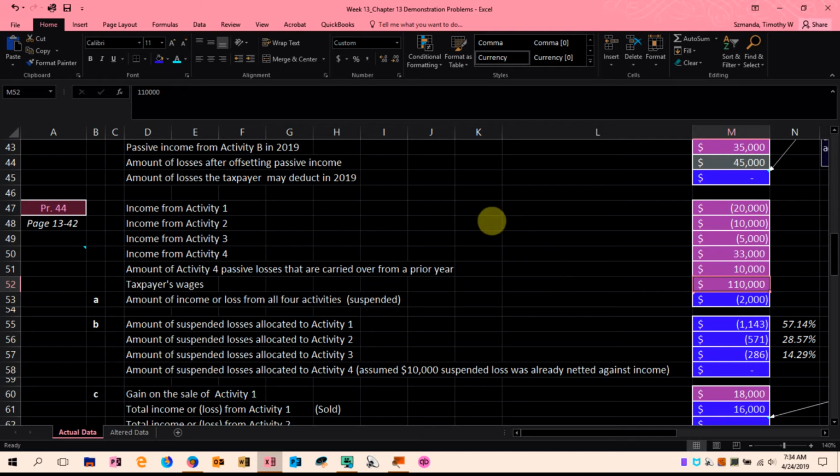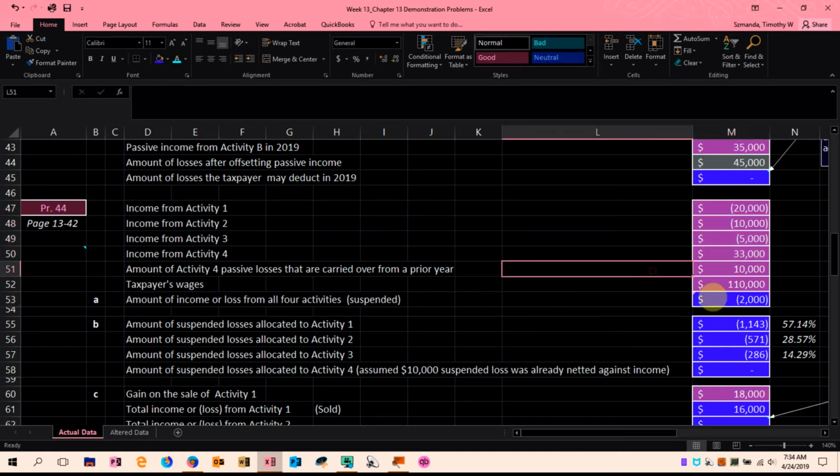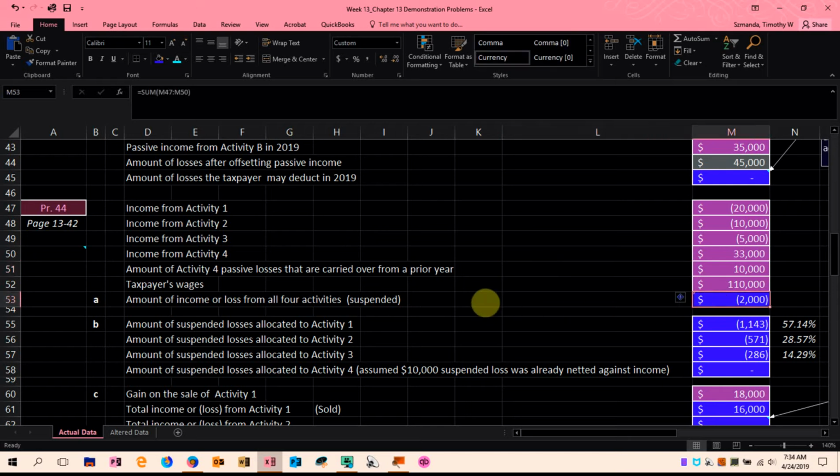So part A asks, how much of income or loss does Robert have from the 4 activities? So in part A, I'm just going to add together the $20,000, $10,000, and $5,000 losses, to the $33,000 of gain. So if you add these together, you have a net loss of $2,000. And so that's the amount of loss that's suspended. That can't be used in the current year.